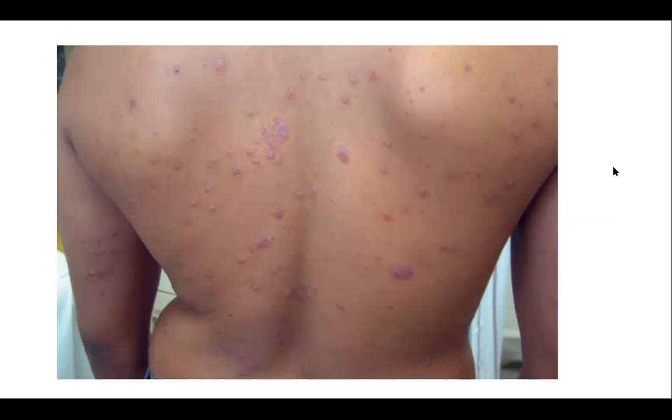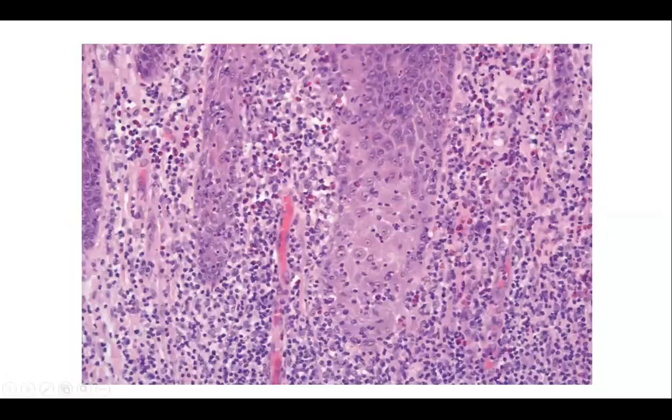Lichen planus. Could be lichen planus. Very good. It's disseminated, so drug-induced lichen planus. I guess you guys already saw the histology, so I won't bother you or torture you with the differential.